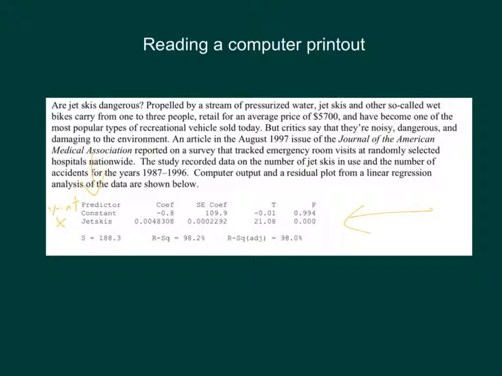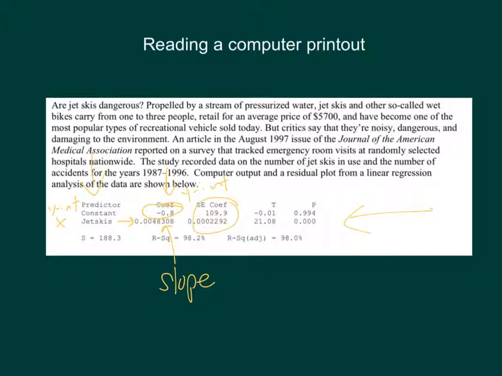That's the explanatory variable. Now, the coef column is actually giving the equation to you. So it's like the coefficient, or what's attached to it. So the constant, or the y-intercept, is negative 0.8. And with jet skis, the coefficient is 0.004838. So that is the slope that they're talking about. So don't let that word coefficient confuse you. That just is actually giving you the numbers for these things.